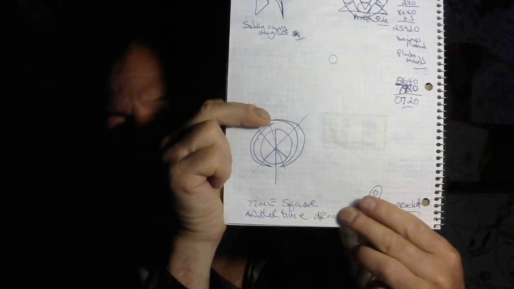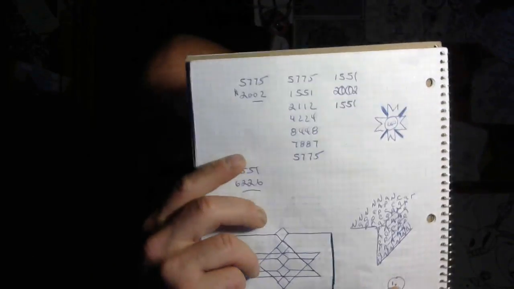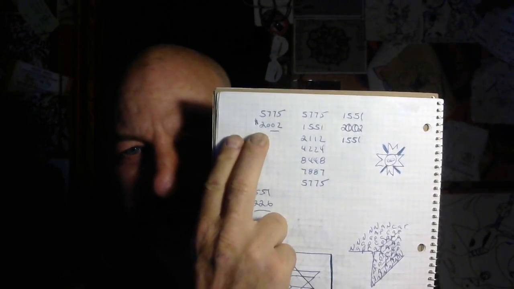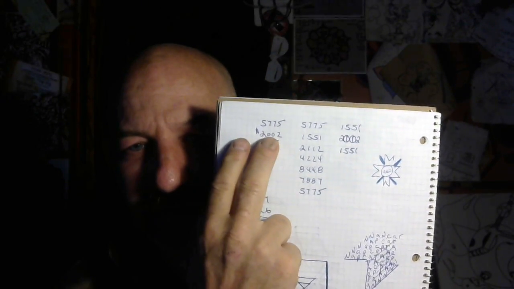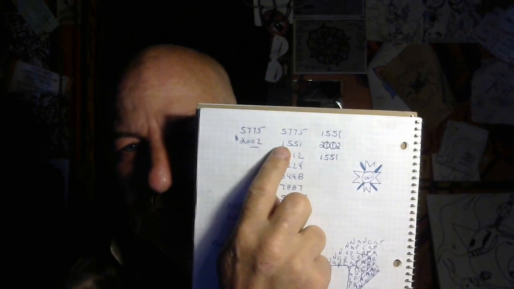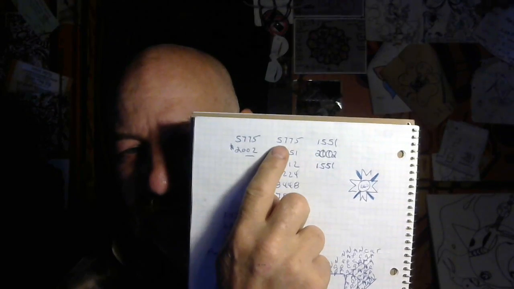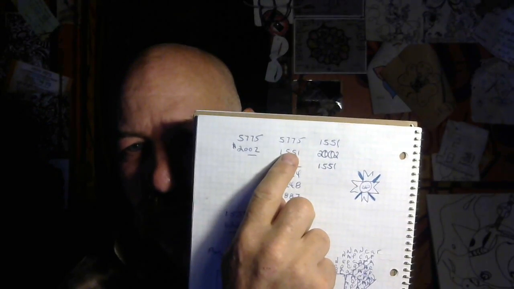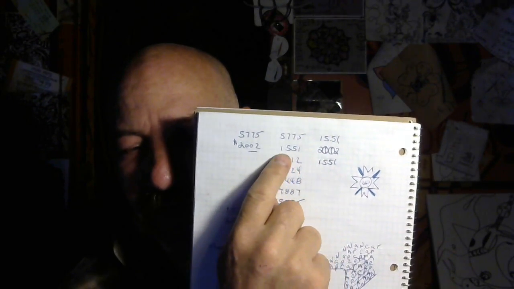You ever think of Times Square? How is Times Square? Pieces and parts. We've shown this 1,000 times. 5775 and 2002 bring us to 7777. 5 and 5 is 10, 1. 7 and 7 is 14, 5. 5 and 5 is 10, 1, 5, 5, 1.